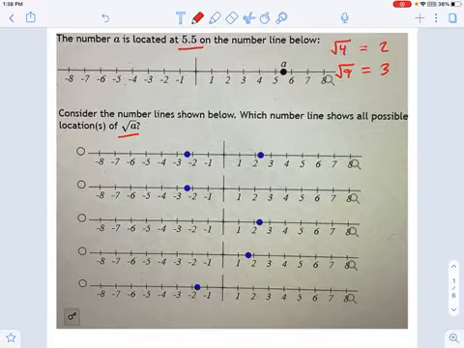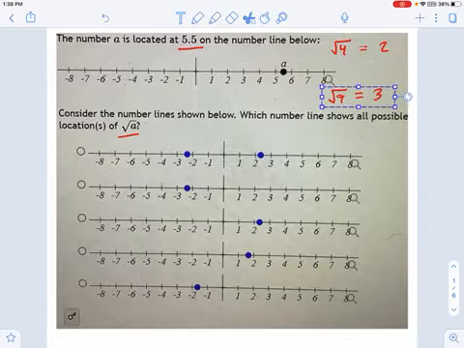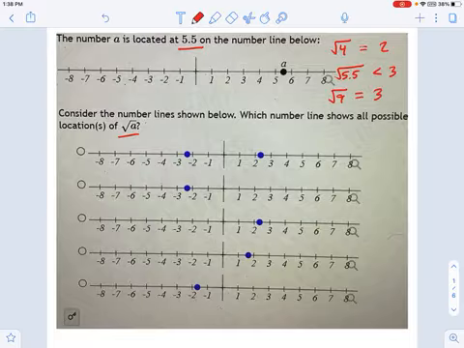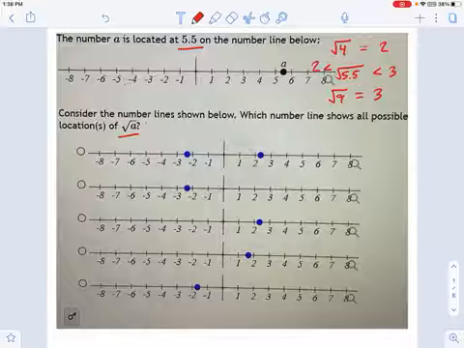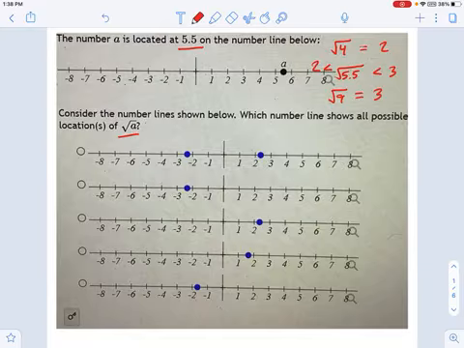So what that means is the square root of 5.5, which no one's going to know exactly what that is, is going to be somewhere in the middle. It's going to be somewhere in between 2 and 3, right? Because 5.5 is in between 4 and 9.